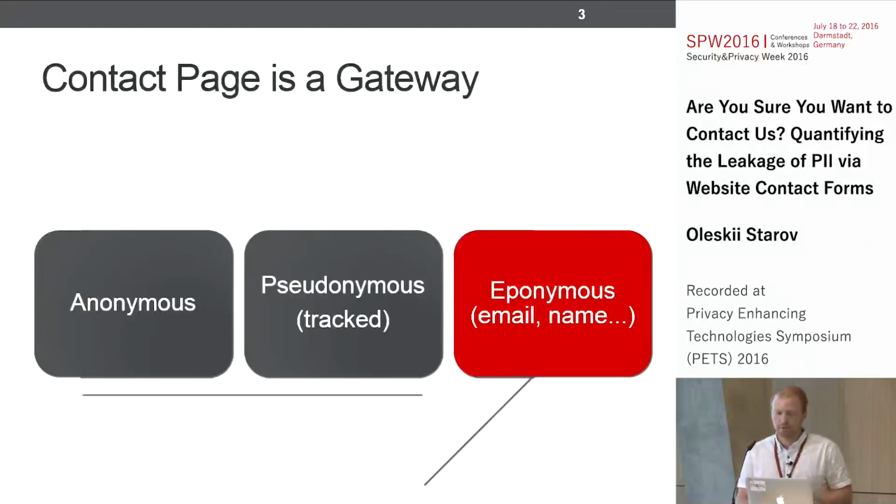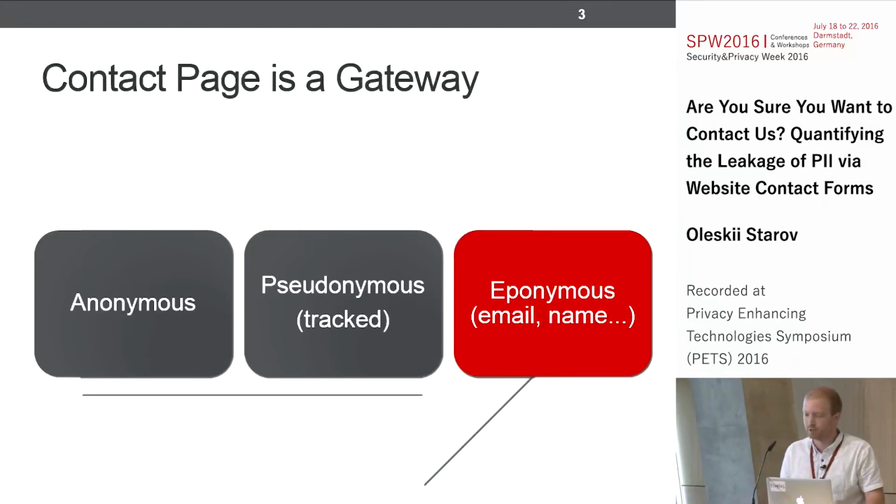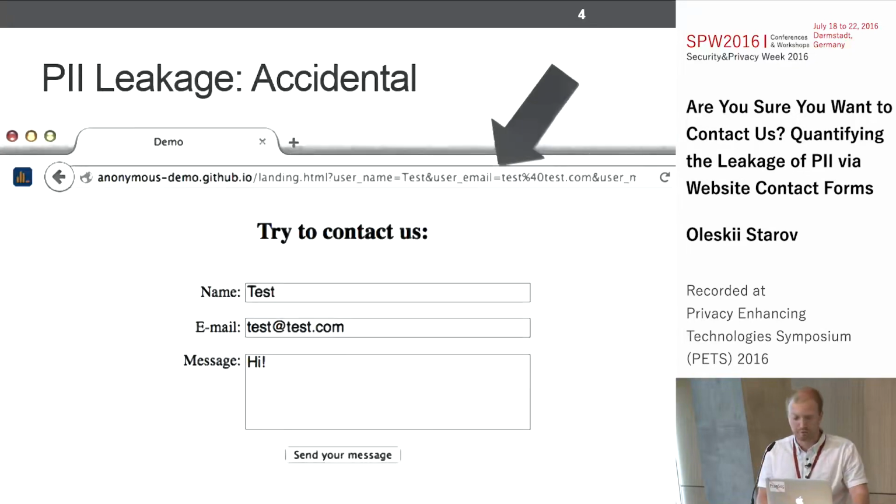In other words, contact pages are an easy gateway for users to go from being anonymous, or more correctly pseudonymous, to being eponymous, meaning identified with some kind of private information like email and name, and being tracked. And the question arises: are such sensitive pages protected in real, popular websites?